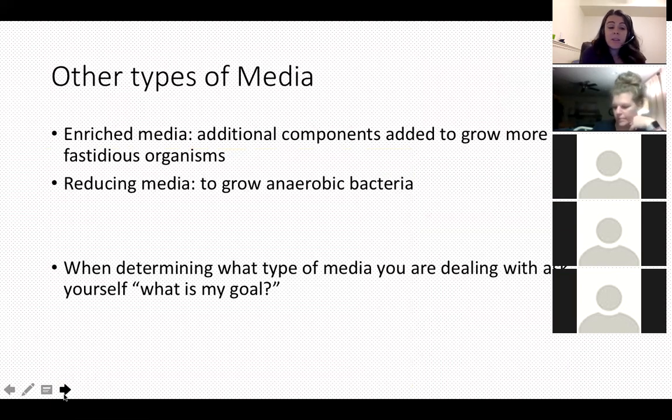Other types of media that we can use: enriched media. Sometimes you might need to add additional components to grow things that are a little bit more finicky. When I was an undergrad at BYU, I grew all the bacteria for the lab classes in the microbiology department. There were some we had to grow on what's called chocolate agar, where you've added the blood, but you add it when the agar is hot, and so it breaks open the red blood cells so they look brown.